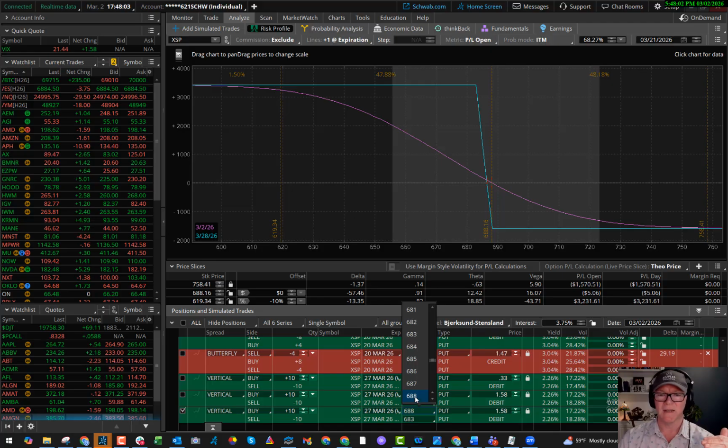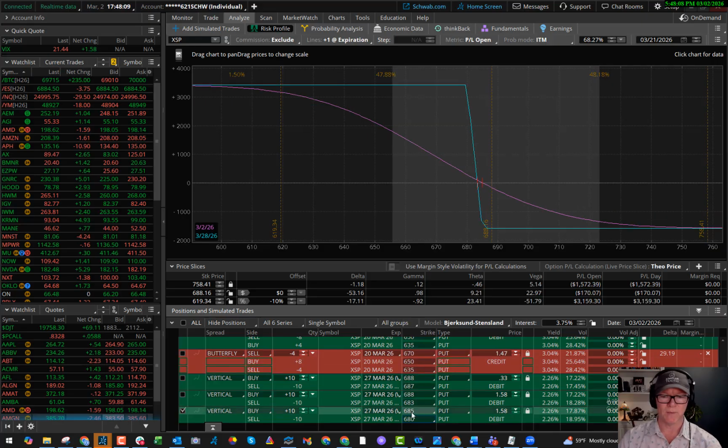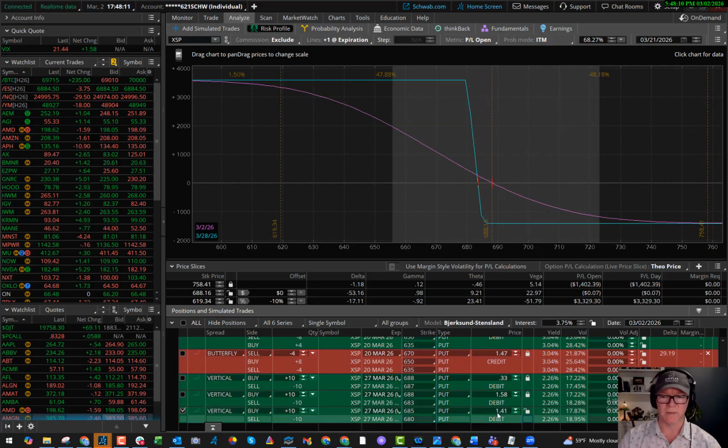I'm going to move the 688 down to 685 and then move this down to 680. So now we're 5 points wide. We moved it down just a little bit. It's $1.40, 1400 to make 3500. Pretty nice. You can throw this on in 45 seconds and at least you're covered.